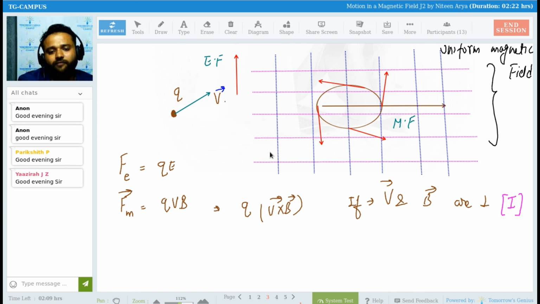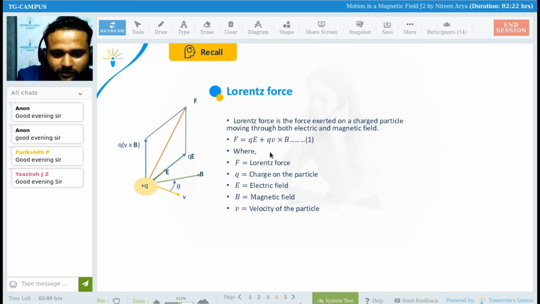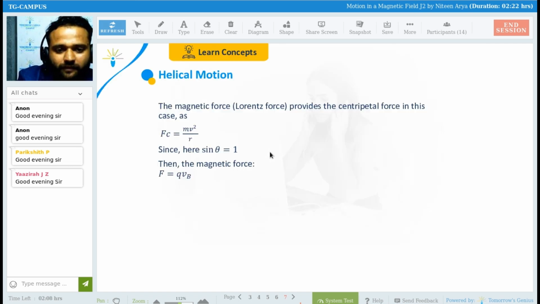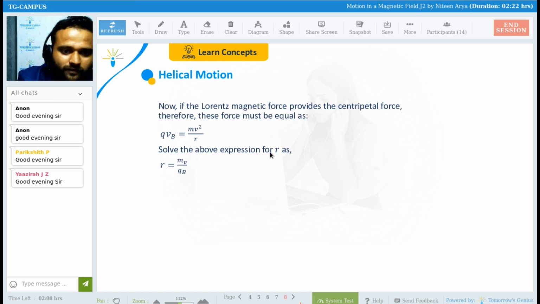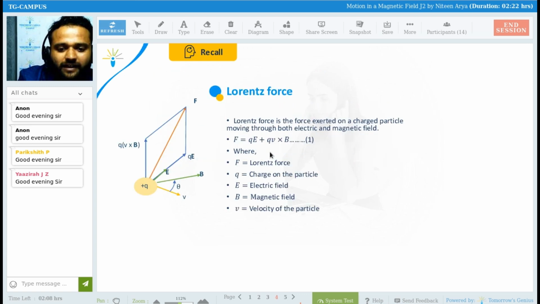Now what happens if V and B have any angle theta? So this is going to be a helical path. Now you guys tell me what is a helical path. Okay, let me see if I gave it to you guys or not. This is the Lorentz circular helical motion. We have this also. So what is a helical path?